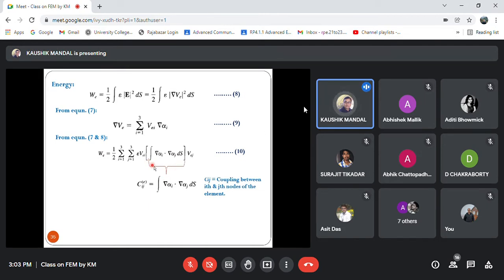Now this particular term within the integration part is representing the C of ij over E. That means this is the coupling coefficient, or coupling between the ith and jth nodes of a particular element. If we consider a particular element, then this integration is representing the coupling between the ith node and jth node of element E. So Cij of E is equal to the integration of grad of alpha I dot grad of alpha j ds.